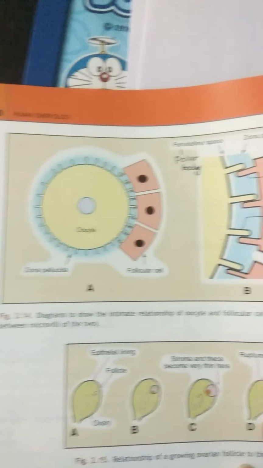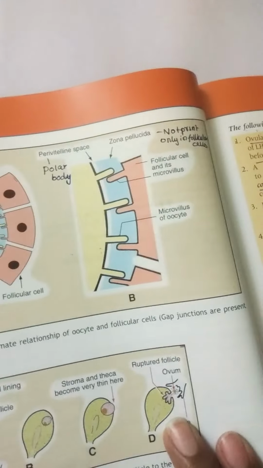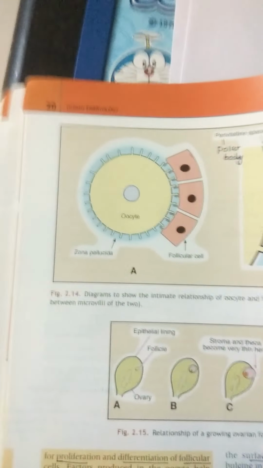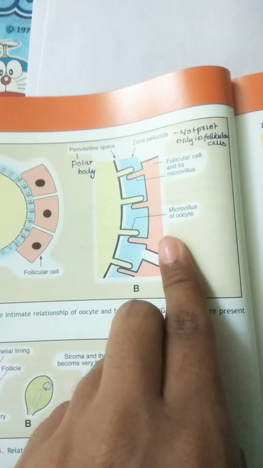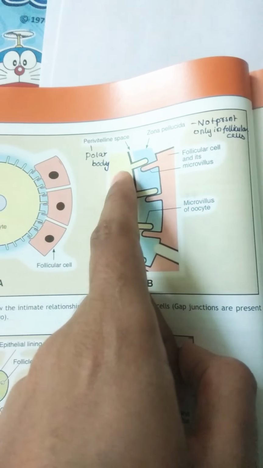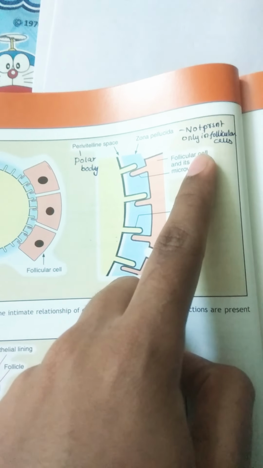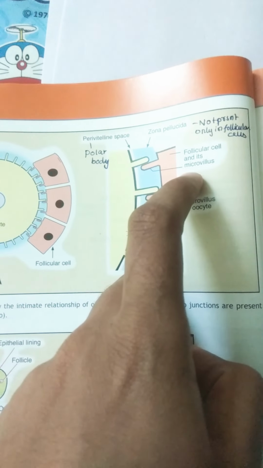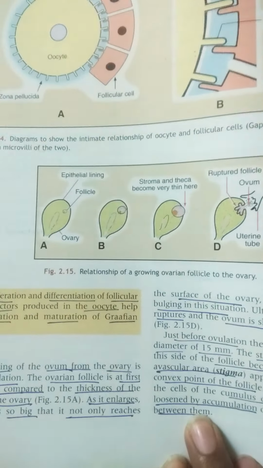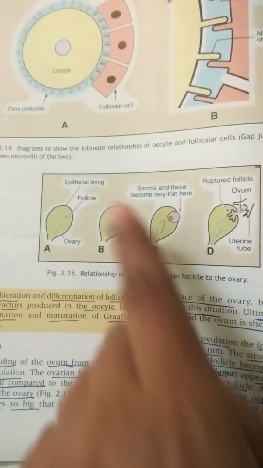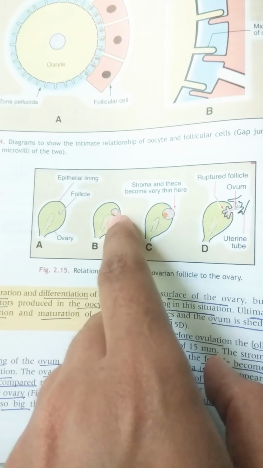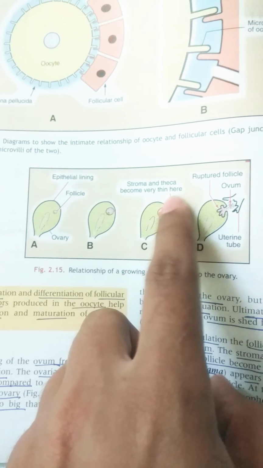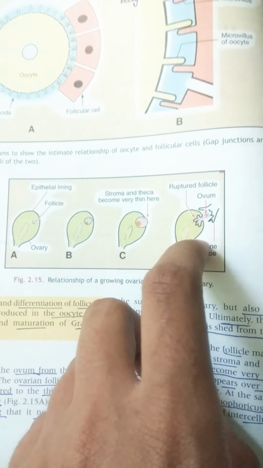In this diagram, to show the intimate relationship of oocyte and follicular cells, gap junctions are present between the microvilli of the two. You can see this is the oocyte and follicular cells. There are gap junctions between the zona pellucida and follicular cells. And this is the perivitelline space, polar body, zona pellucida, not present, only follicular cells. Follicular cells and microvilli of the oocyte, so how they are forming gap junctions. You can see the relationship of a growing ovarian follicle to the ovary: epithelial lining, follicle, ovary. As the follicle keeps increasing, you can see the stroma and theca become very thin here, and the ruptured follicle, ovum.